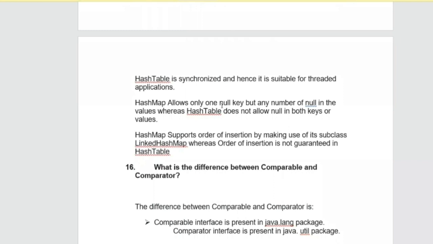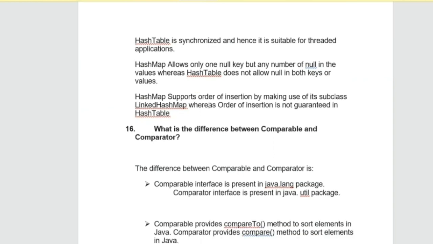HashMap allows only one null key but any number of null values, whereas Hashtable does not allow null in both keys and values. HashMap supports order of insertion by making use of its subclass LinkedHashMap, whereas order of insertion is not guaranteed in Hashtable.